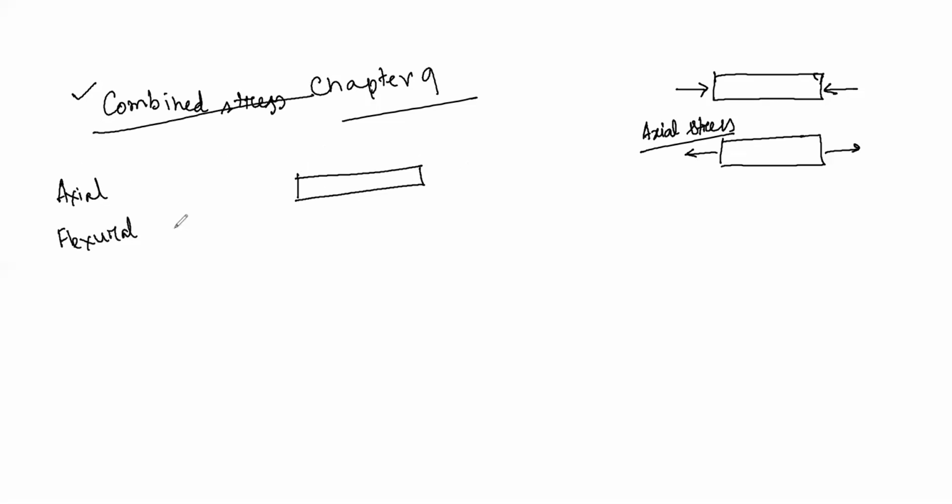So what is combined stress? Combined stress is a body having both of these stresses together, or a combination of those stresses together. If we categorize our loading, we have three types of loading: one is axial loading, one is torsional loading, and another one is flexural loading.